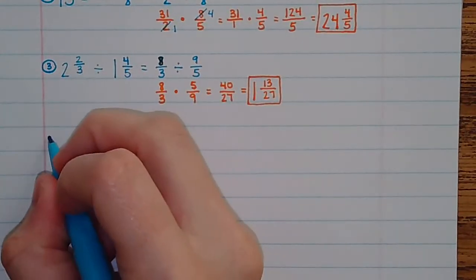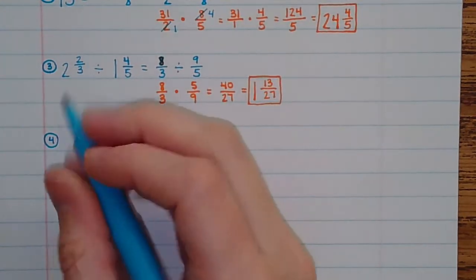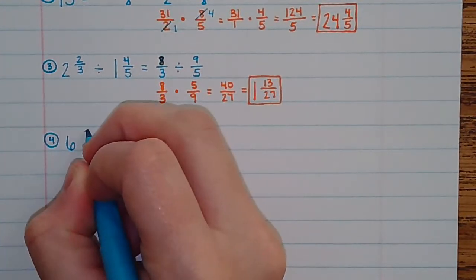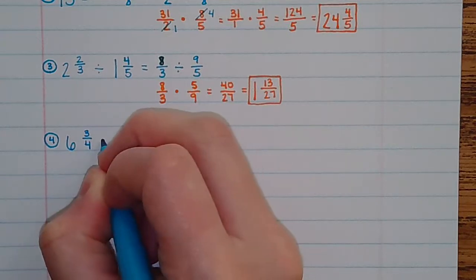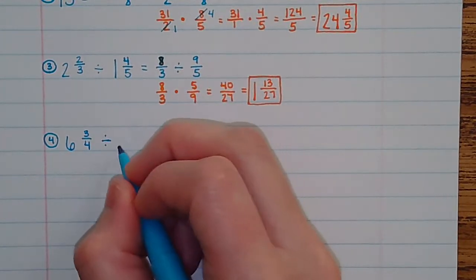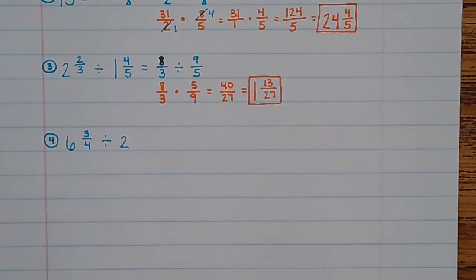Let's see, we've got number 4. 6 3/4 divided by 2. All right, do me a favor, pause me, try to work this one out by yourself, and see if you get it right or not. At least try to set it up. If you don't feel comfortable trying to solve it, you can at least set it up the right way. Obviously, I'm going to solve it, but like I said, just challenge yourself. Pause me, see if you can work it out by yourself.